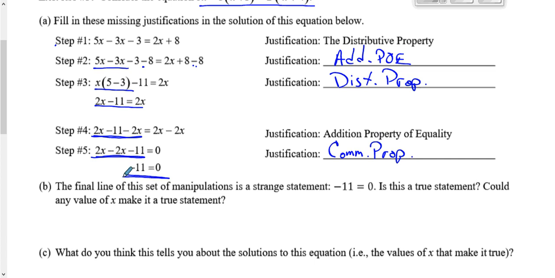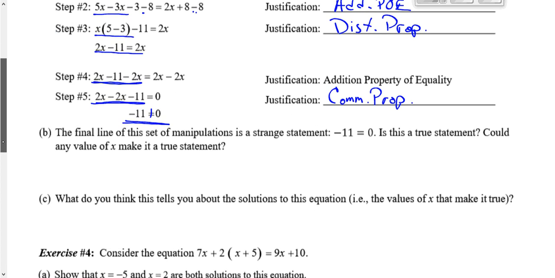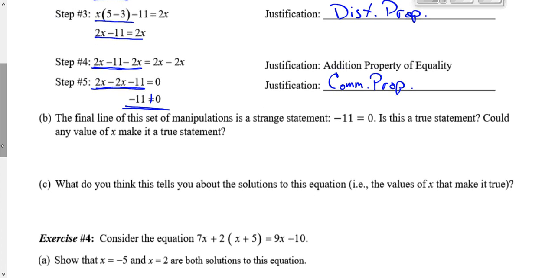Look at the final result of solving this equation. There's no x left, right? And negative 11 does not equal 0, right? I think they're going to ask about that down here. So the final line of this is a strange statement. Negative 11 equals 0. Is that a true statement? No, right? Because negative 11 does not equal 0.